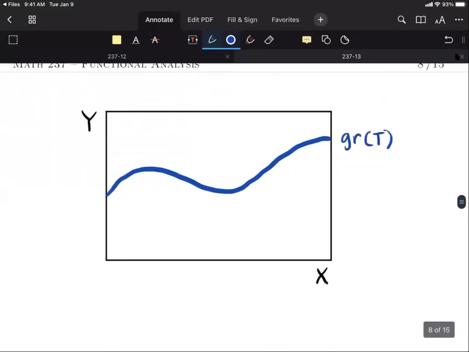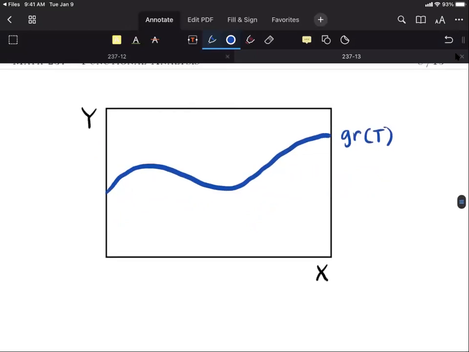So to visualize that one, for instance, this is our space X, and this is our space Y. And let us illustrate the graph of T in this way. For a point x, we have here a point Tx. So this graph is just the set of ordered pairs (x, Tx).